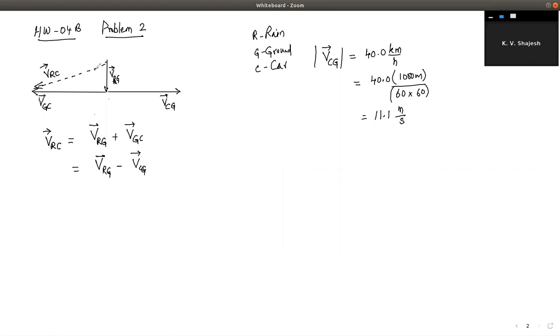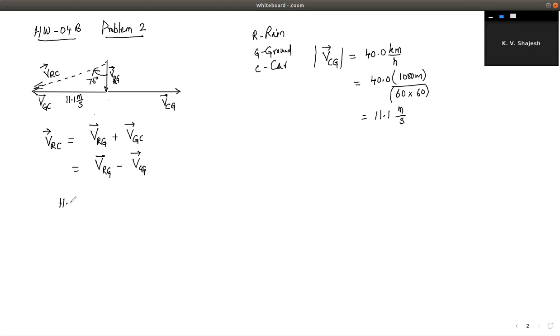We are given that this is 76 degrees and this is 11.1 meters per second. So this is a right triangle. Once we have this vector equation clear, we don't have to really split this into vectors, because the right triangle formula is significantly easier.